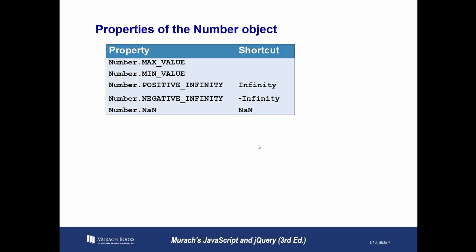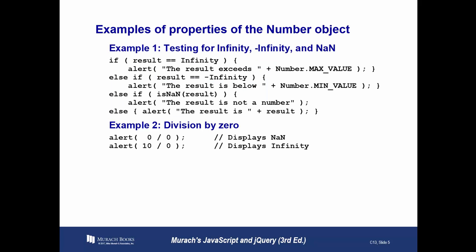So if you attempt to do math and the value or values that you use when you are doing the math are non-numeric, the result will be NaN. Now they've got examples here and here. There's if results infinity or negative infinity if it's not a number, etc. 0 divided by 0, notice it says there, displays not a number. 10 divided by 0 displays infinity.